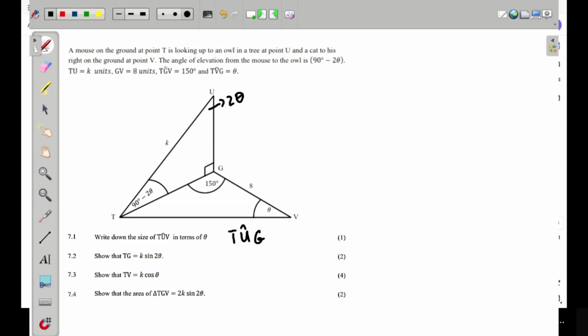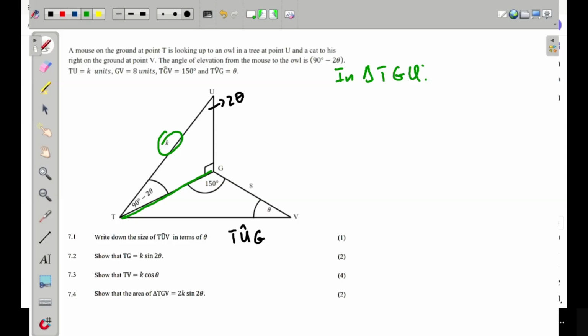All right. Then next up, you are supposed to show that TG is K sine 2 theta. So you need the side K, you need the side TG. Clearly, you have to work in the right angle triangle in this case. There's no debate about this one. So you got to go in triangle TGU.